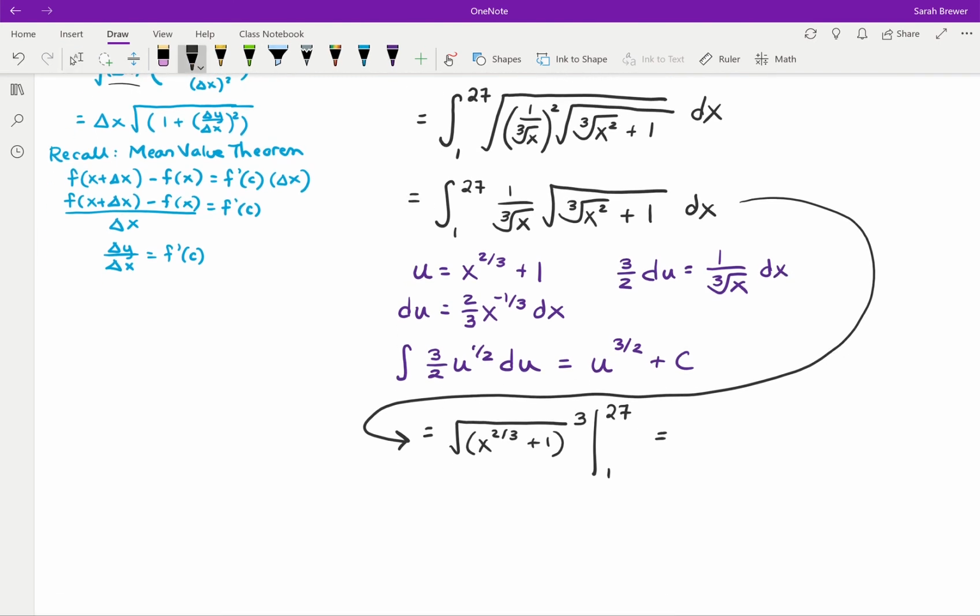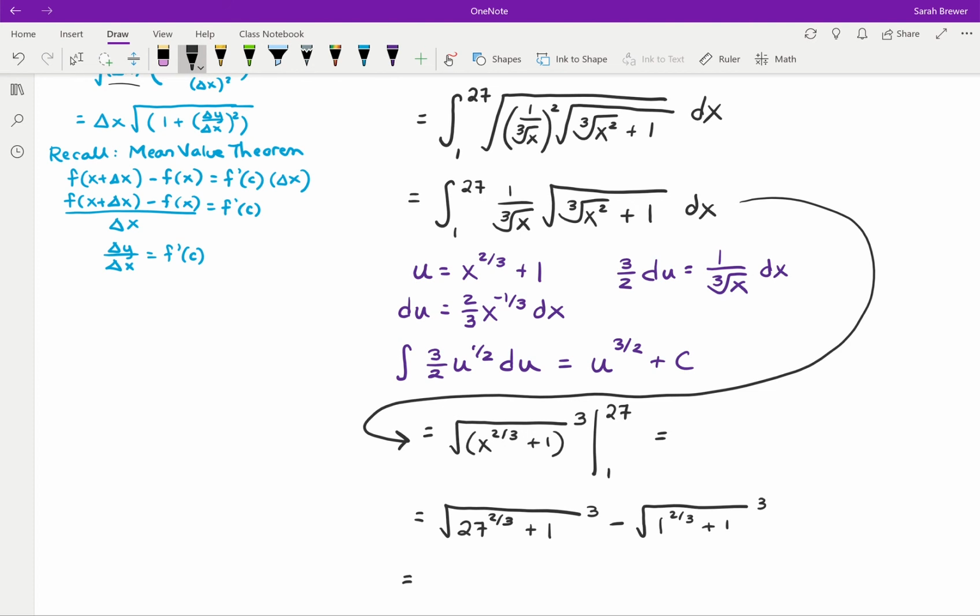But when I plug this in, let's see, what do I have here? I have the square root of 27 to the 2/3 plus 1, cubed, minus the square root of 1 to the 2/3 plus 1, cubed.